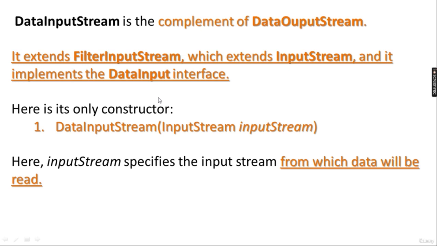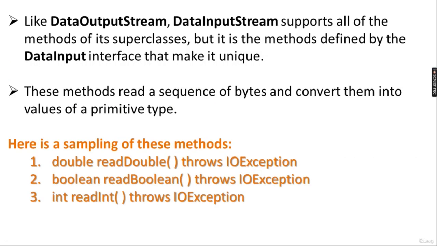Data input stream is the complement of data output stream. It extends filter input stream, which extends input stream, and it implements the data input interface. And here is its only constructor: DataInputStream(InputStream). Here, input stream specifies the input stream from which data will be read, for example, from an external device.